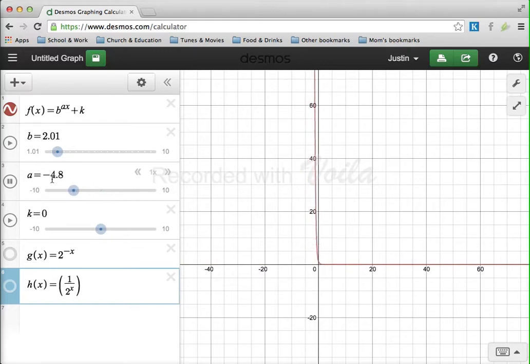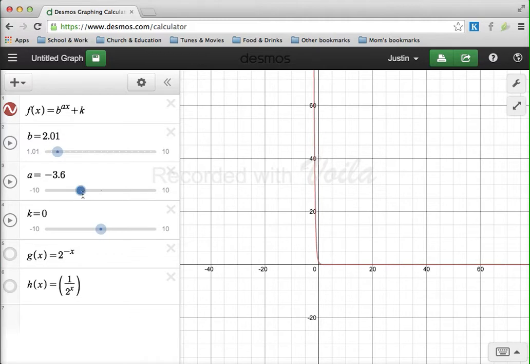And notice that it flips when this A number, when this power, is negative. And the connection that I want you to make is that having a negative A is like having a fraction here. A negative A here, so let's move that over, now it's negative. It's like having a fraction here. That's a connection that you've got to make. It's very important.